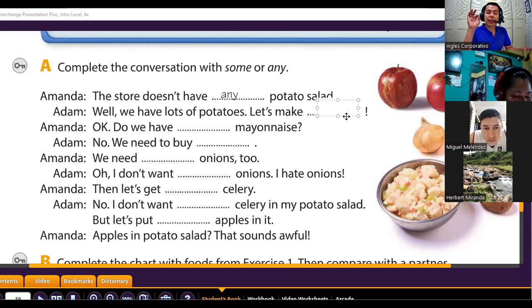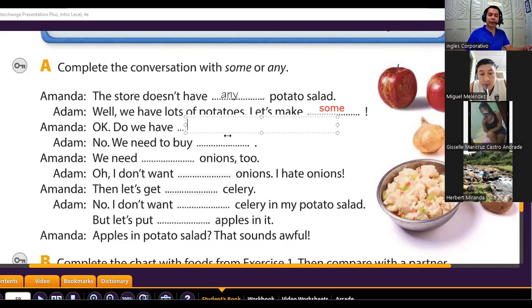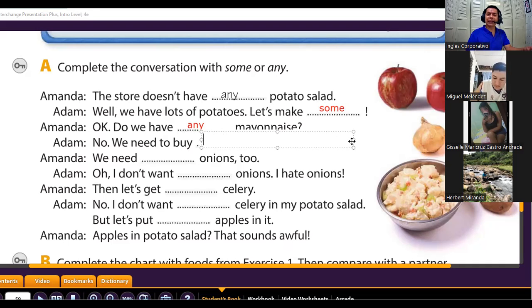Remember, Mari. ¿Cómo dijo, teacher? Any is for negative and some is for affirmative, sorry. Some is for affirmative and any is for negative, right? Yes. Okay, Mari, let's make some or let's make any? Some. Okay, nice. Herbert, please. Do we have any or do we have some? Any. Any, right? We can use some. También podemos usar some, pero aquí como que es más apropiado el any, ¿no? Some o any. Sí, aunque en la mayoría de casos, Herbert, cuando uno está ofreciendo algo, es más común usar some, ¿verdad?